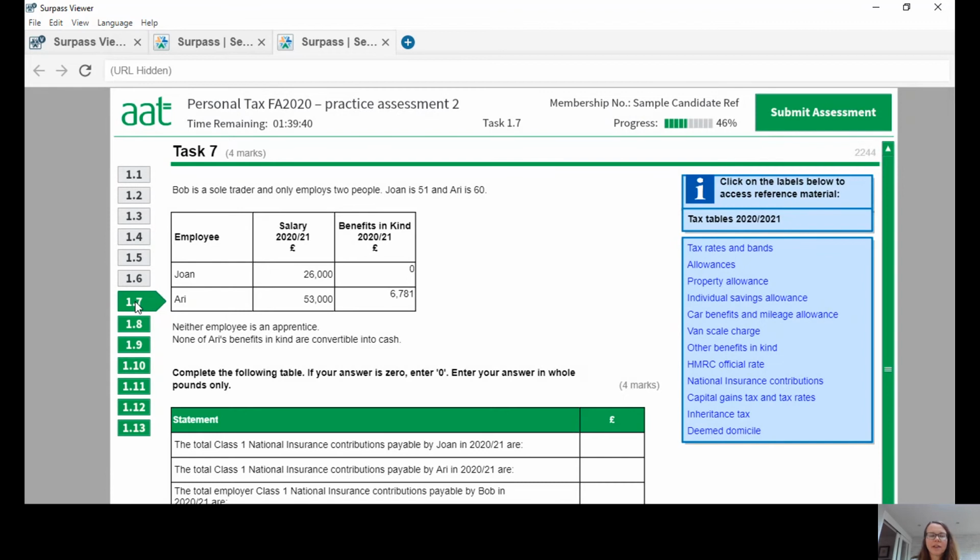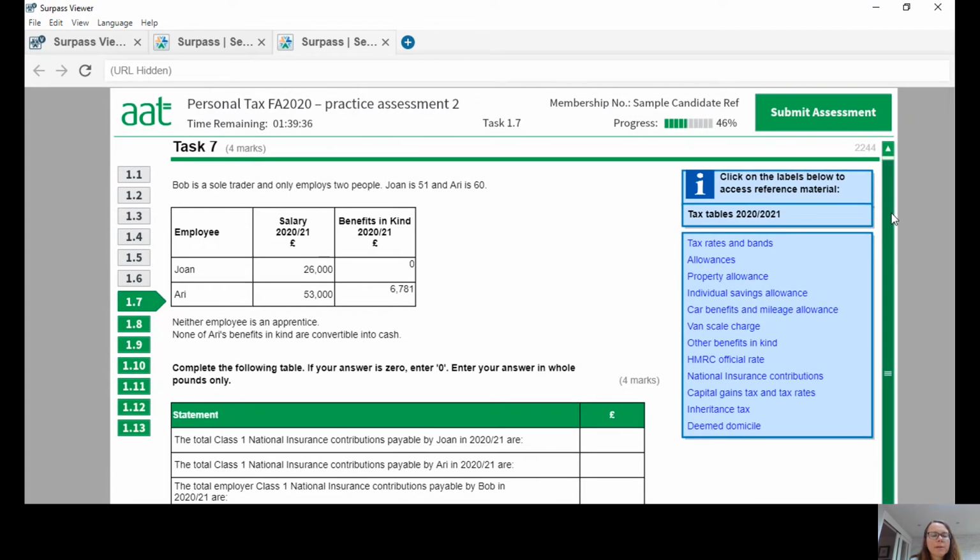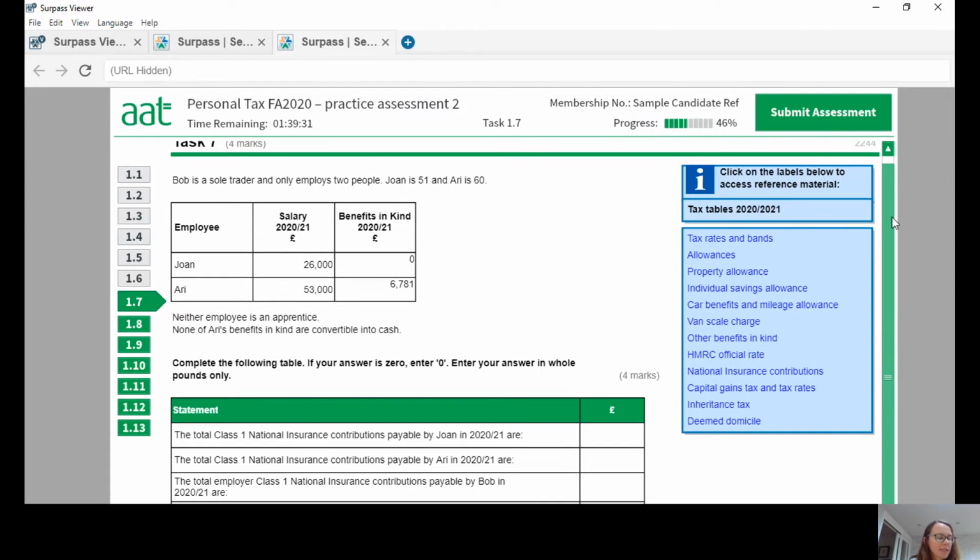Right, task 7. So this is your national insurance question. Bob is a sole trader and employs 2 people. As soon as I see that, I'm thinking employer allowance 4,000 needs to be knocked off. So if it says employs 1 or 2 people, that's a big clue that you'll need to deal with that. Not quite sure why their ages are given, but there we go. They're not apprentices. The benefits are not convertible into cash.